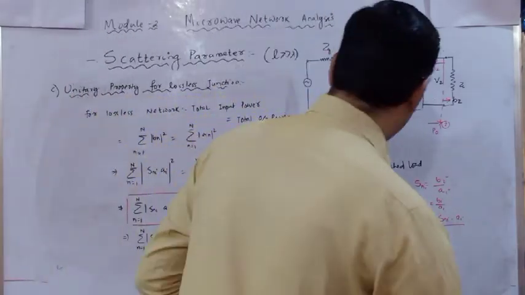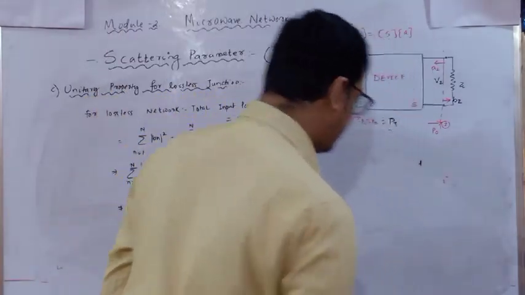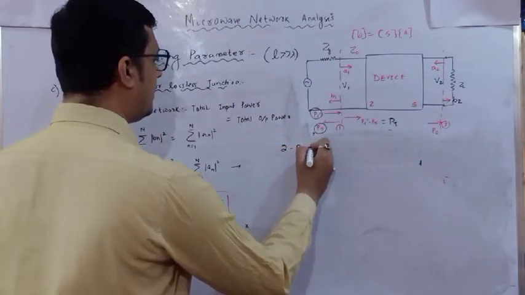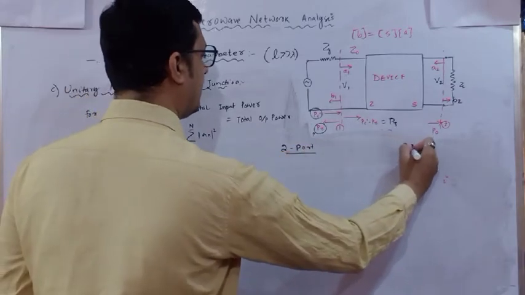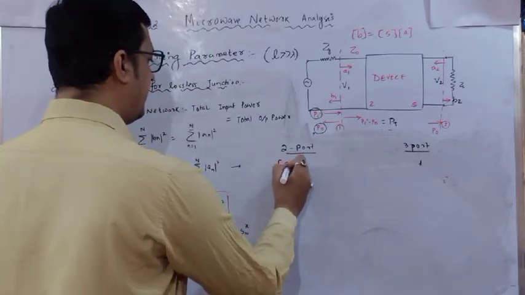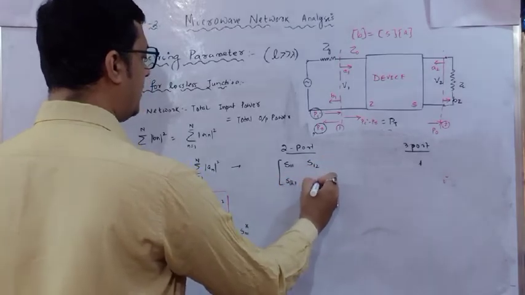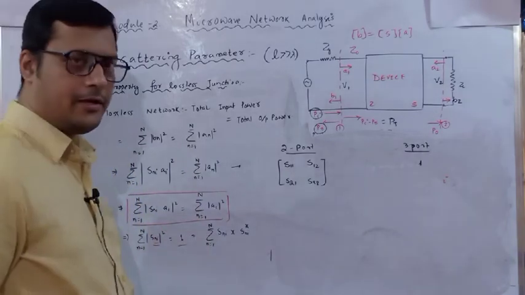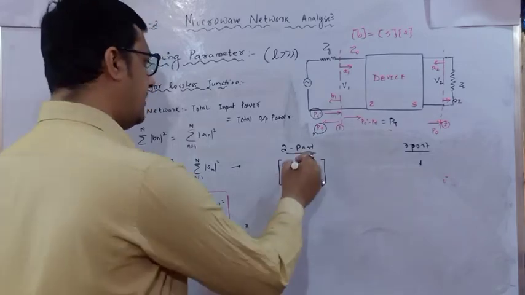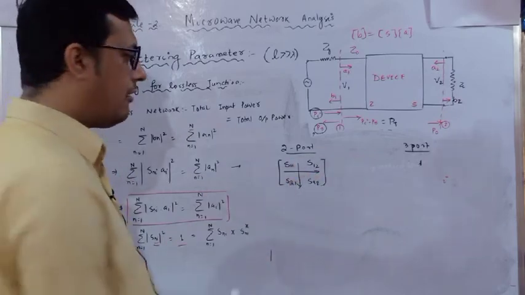Let me take one example for you so that it will be easy to understand. Let us consider a 2-port network, then I will consider a 3-port network. If it is a 2-port network, we have 4 parameters: S11, S12, S21 and S22. According to this property, you can go for either a row or a column, any row, any column, but it must be in the same form.